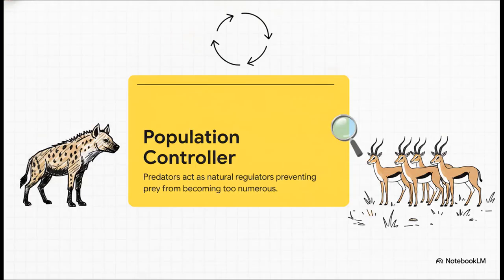And honestly, this brilliantly illustrates one of the coolest concepts in biology, the role of the population controller. See, in any healthy ecosystem, predators like our hyenas aren't just the villains of the story. They are absolutely vital natural regulators. They hunt the antelopes, which keeps the antelope population from exploding out of control. Think about it. Without predators, the prey would just keep multiplying until they literally ate every last blade of grass, essentially destroying their own home. So yeah, the hyenas are essential for keeping the whole savanna in check.